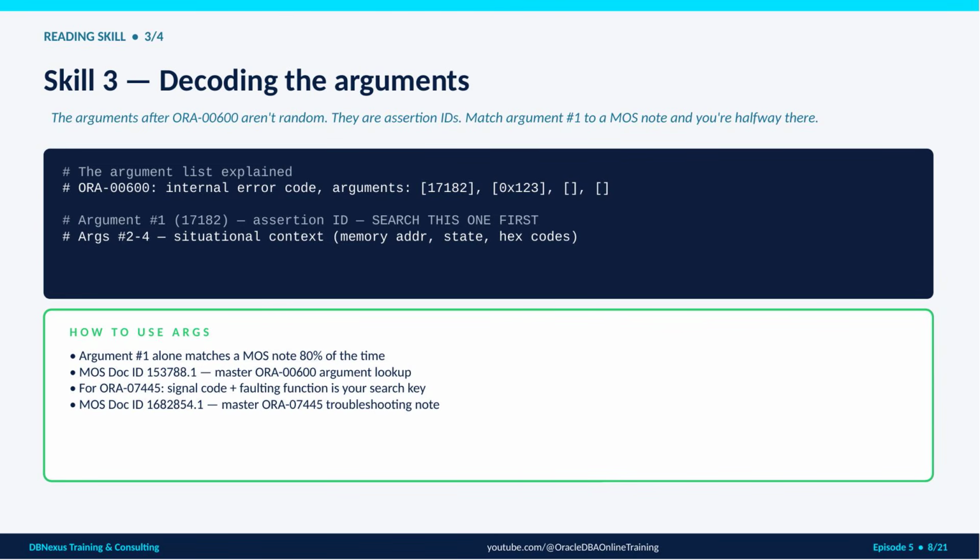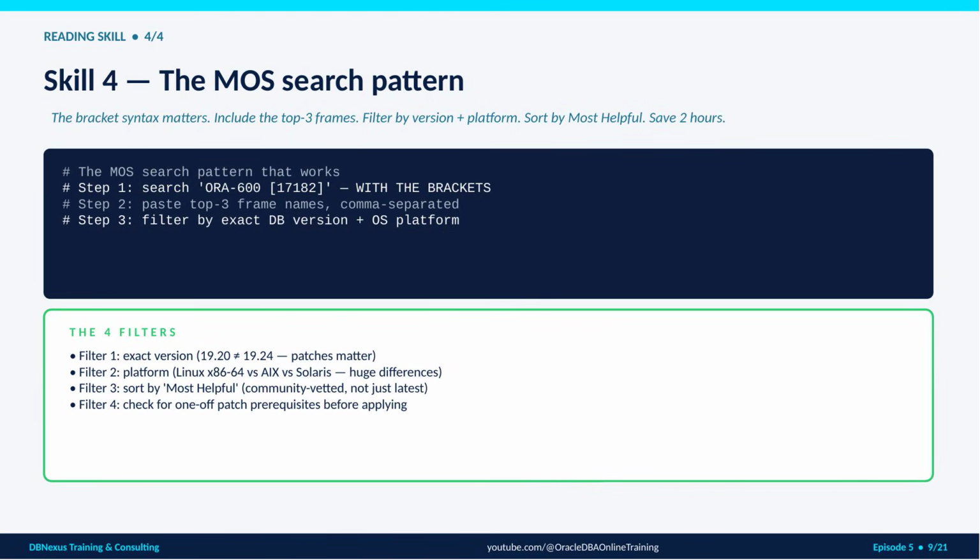Skill number 4, the MOS search pattern. Here's what most DBAs get wrong. They search ORA-600, no brackets, 200,000 results. Give up. Do this instead. Step 1, search ORA-600 space [17182] with the brackets. This is the syntax MOS was built for. Step 2, if that doesn't hit, paste the top 3 frame names from your call stack, comma separated. That's your fallback query.